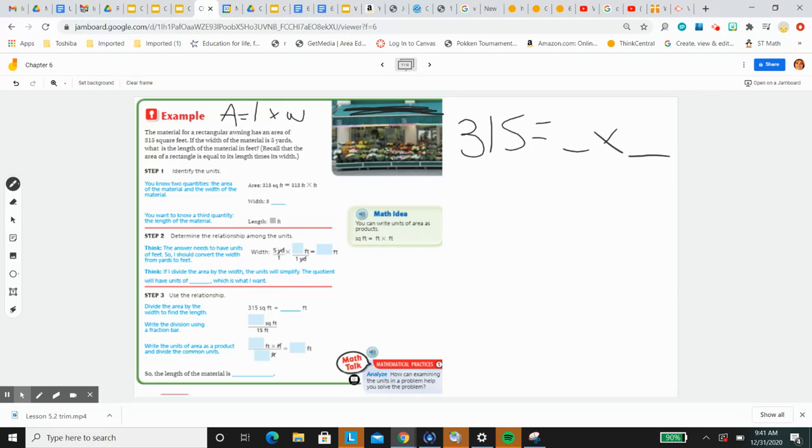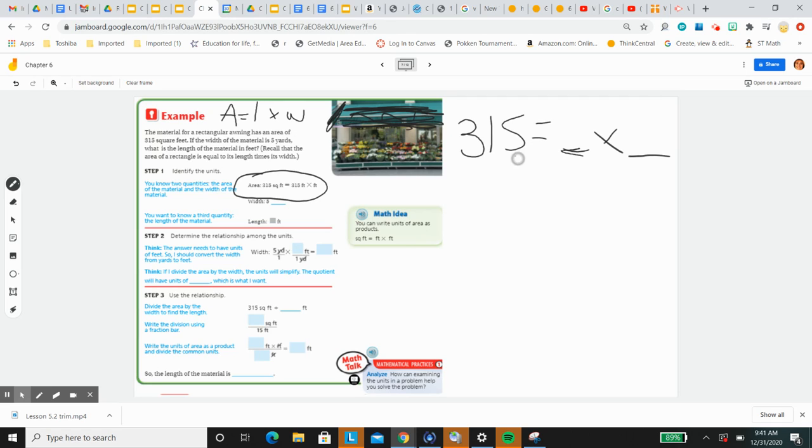What are they asking me for? Well, let's just read the parentheses. Recall that the area of the rectangle is equal to its length times its width. And that's what they're trying to show you right here. 315 is supposed to be equal to the length times the width. Does this make sense? Length times width tells me what's in between here.